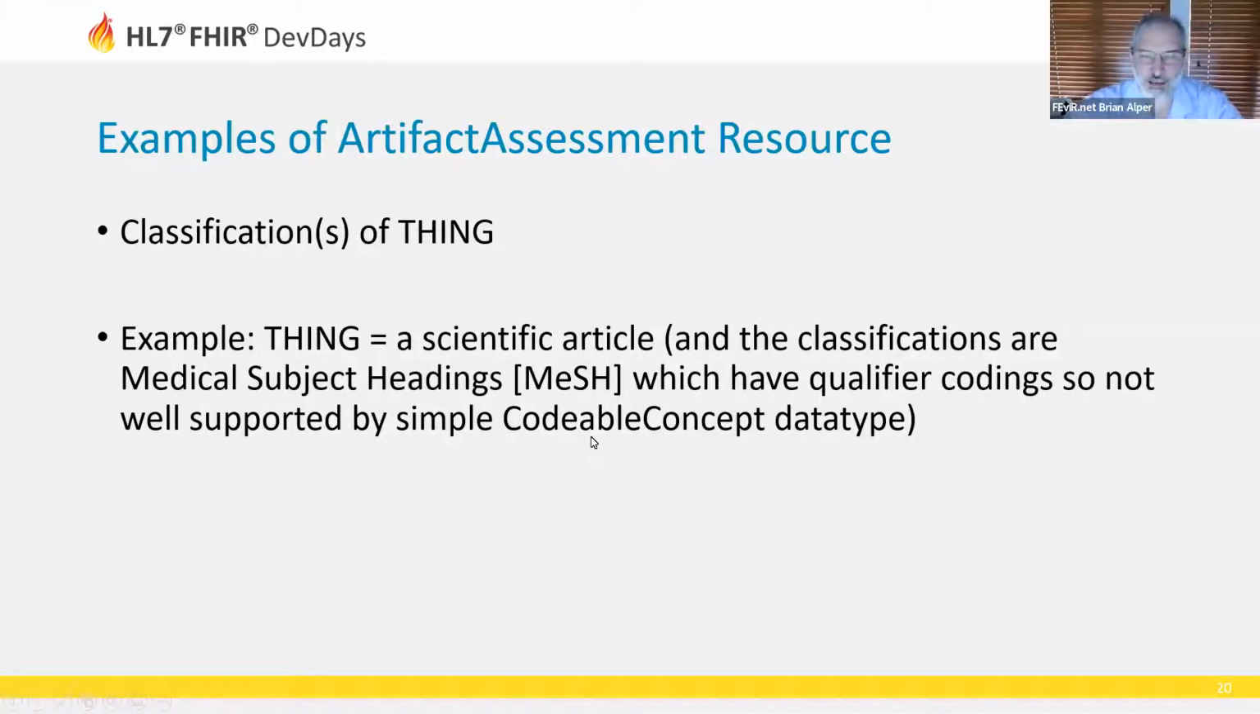One last type of example of artifact assessment resource is the classification of a thing. The thing in this example is a scientific article, and the classifications are medical subject headings or MeSH headings. And MeSH headings have qualifier codings, so a simple codable concept approach does not represent the full complex MeSH heading.